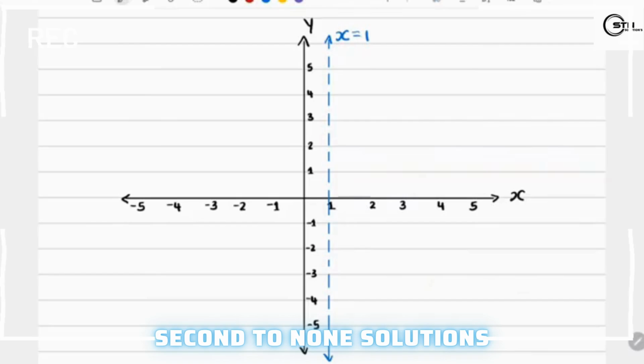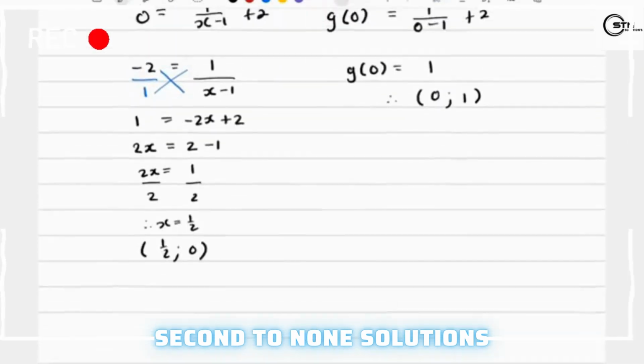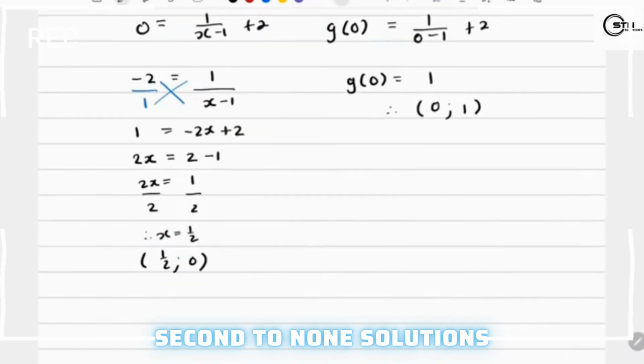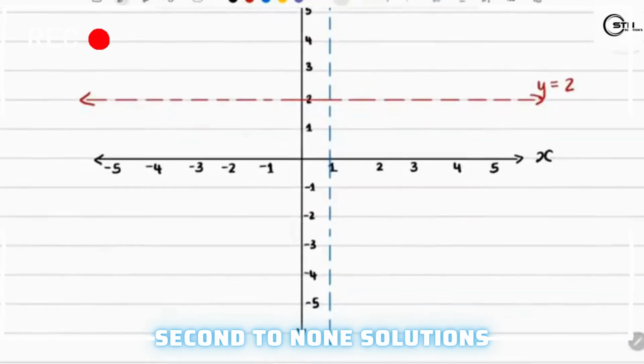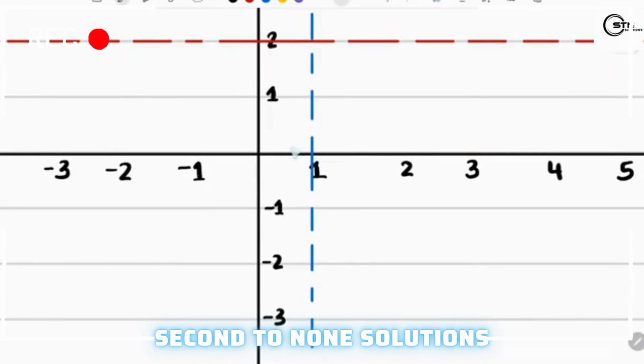And then our horizontal asymptote of y is equal to 2 is a horizontal line that will pass 2. And then remember to label it y is equal to 2. Okay, so now that we have our asymptotes down, we can go ahead and start putting down our coordinates. So remember the first coordinate we have is our x-intercept, which is a half and 0. So it's on the x-axis, it's a half and 0, meaning it is not past 1, it's here.